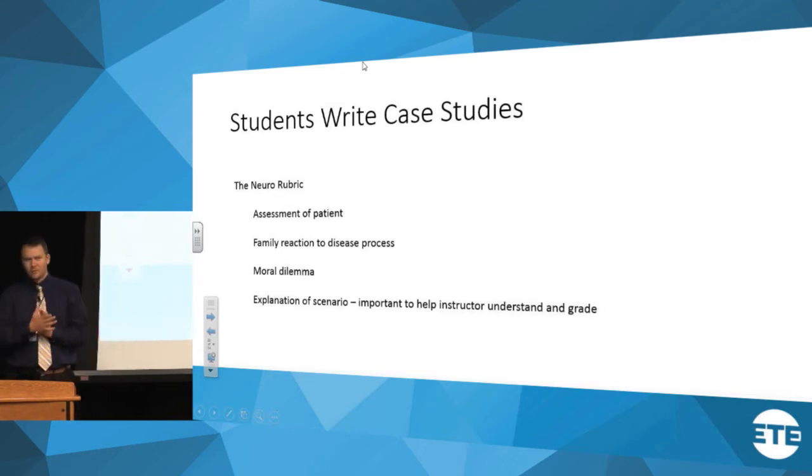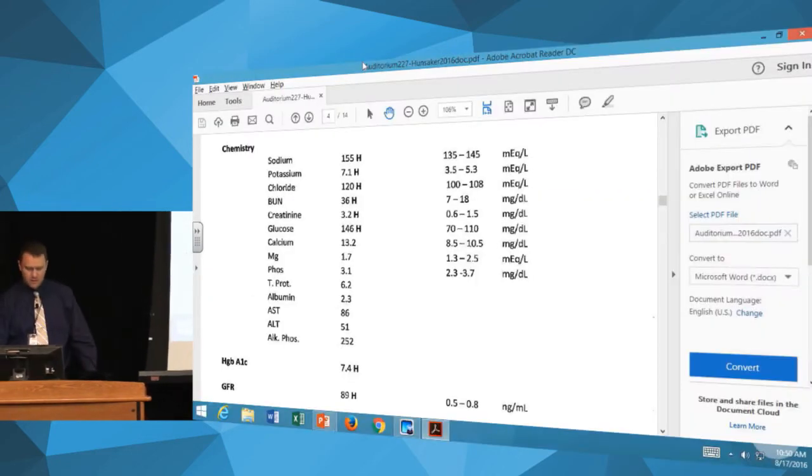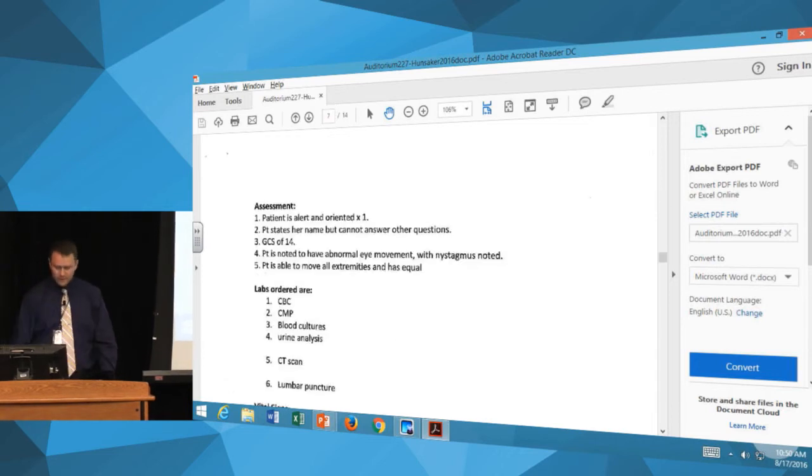And then one of the most important parts is I want an explanation, because when you get 6 pages from people, sometimes you have no idea where they're going with it. And it's really hard to figure it out. So have them put just one sentence at the very top of the paper, like, the patient's having a hemorrhagic stroke. That right there will tell you and set your mind up. It helps with grading. It also helps focus the students. I've got a few examples of my students who did this.